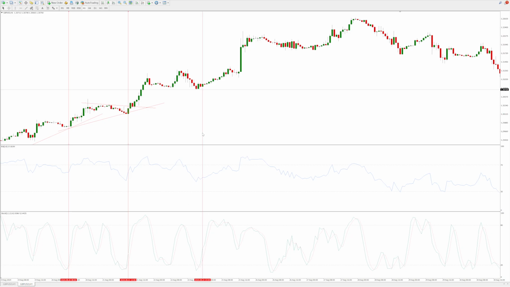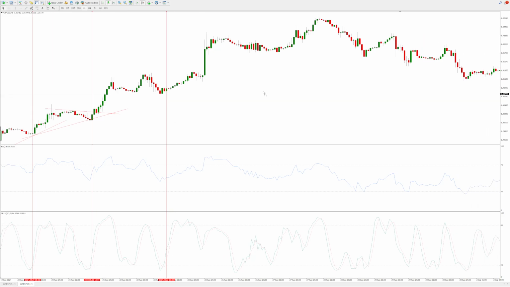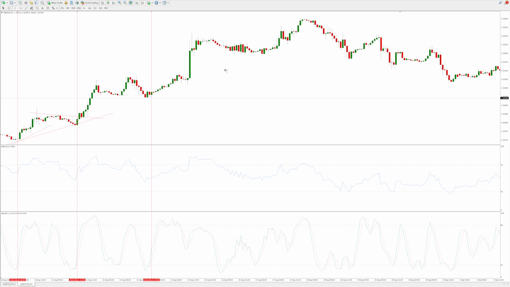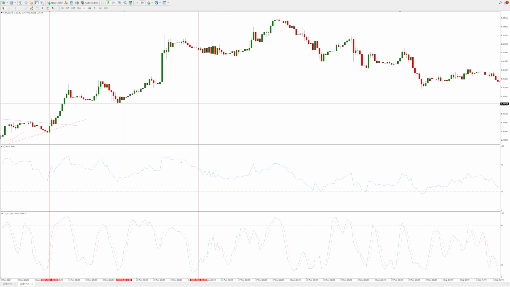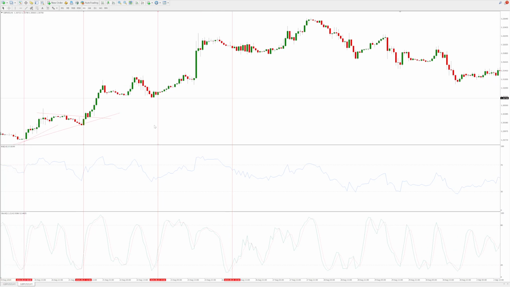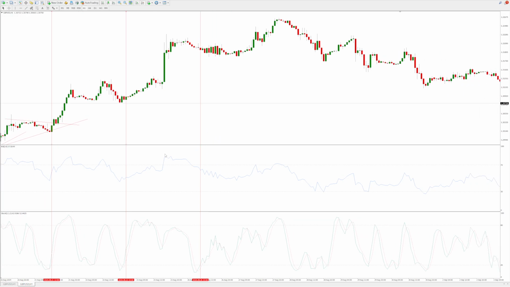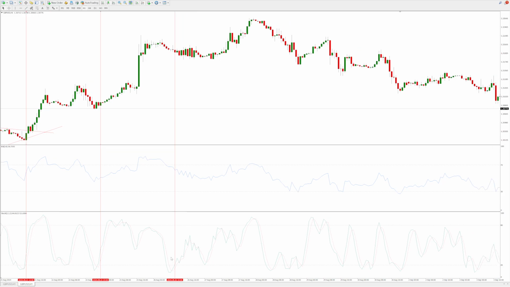Stochastic crossover, oversold, crossover, and again it's going upwards. And this is where we start to see the RSI breaking down. So you perhaps might not want to get, or you probably wouldn't want to get in once you see this mess, especially following on from that big candle there.